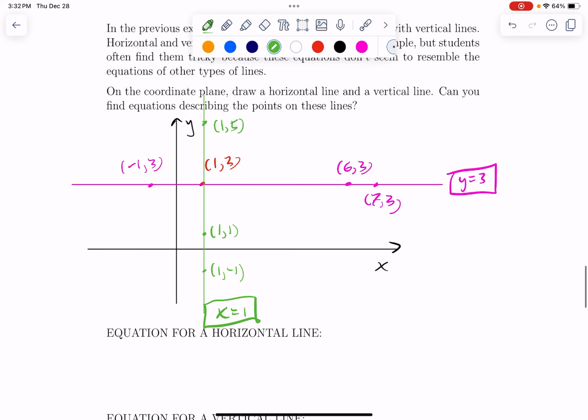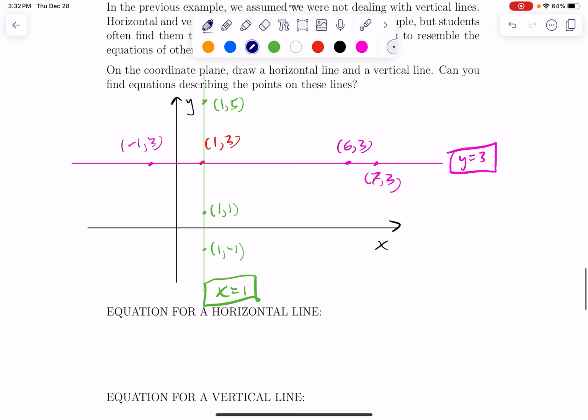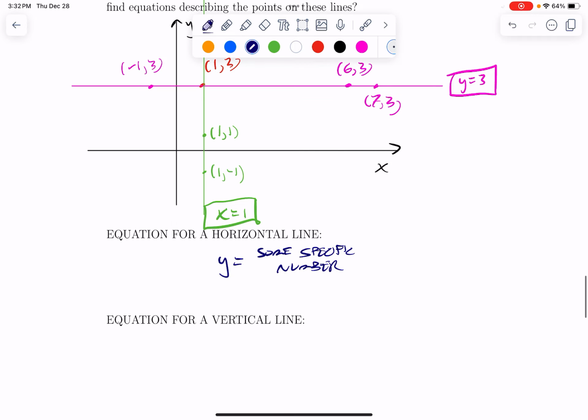So this is worth remembering. If you have a horizontal line, its equation will just look like y equals some specific number. Every point on that horizontal line has the same y-coordinate. Y equals that number is your equation. And similarly, the equation for a vertical line will look like x equals some specific number.